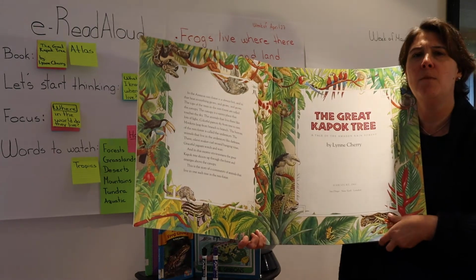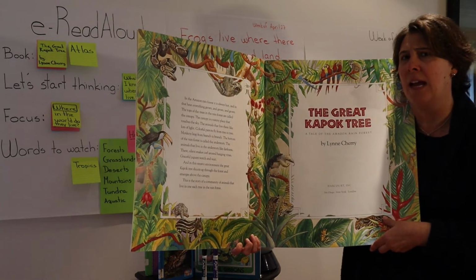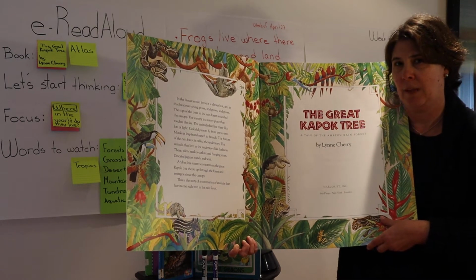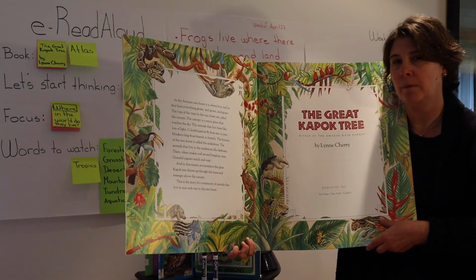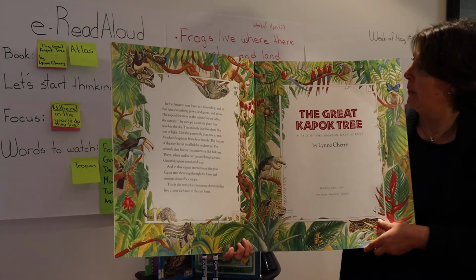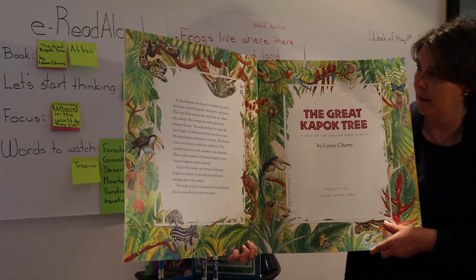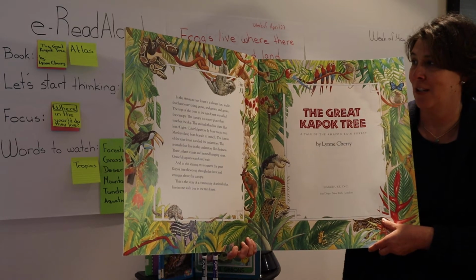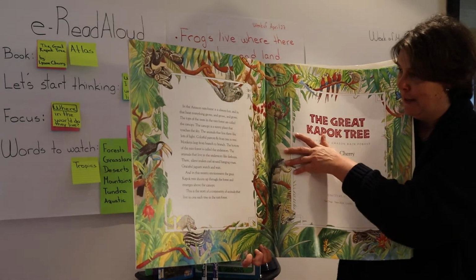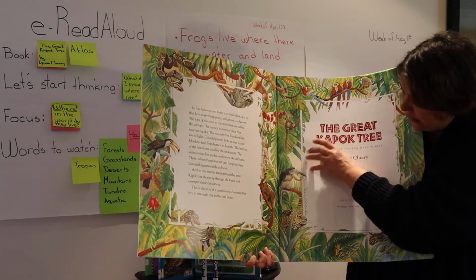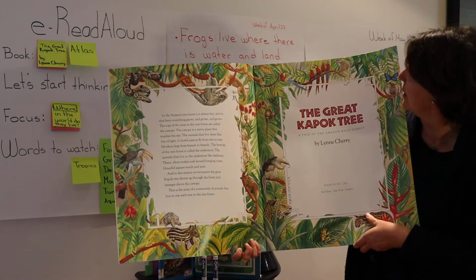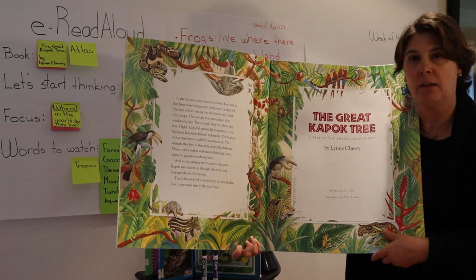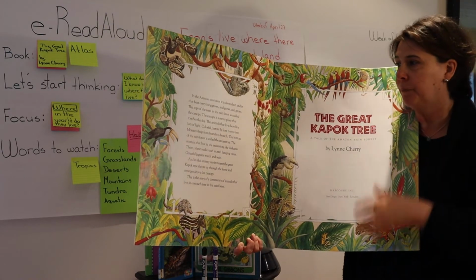What kind of animals do you think would be living at the top of the canopy? Can you think of one or two? Maybe you can get some ideas from the book? I see, you're thinking about sloths, monkeys. Where's the monkey? I can't see the monkey. Here's a monkey. And some parrots. So they live up there on the top, right?